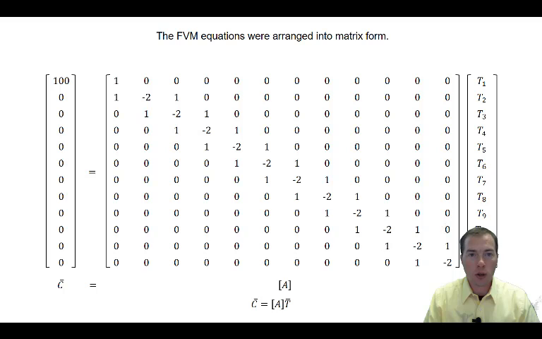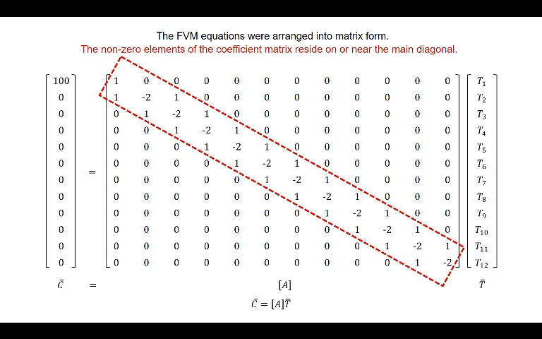When we looked at the governing equations for each of the volumes, we saw that they could be represented in a matrix form as follows. Here we have the constants matrix, the coefficient matrix, and the unknown temperatures matrix. Notice that the non-zero elements of the coefficient matrix reside on or near the main diagonal in this one-dimensional heat transfer case. We have mostly -2's on the main diagonal, 1's on the lower diagonal, and mostly 1's on the upper diagonal, except for the first row, which corresponds to the known temperature T1 boundary condition.